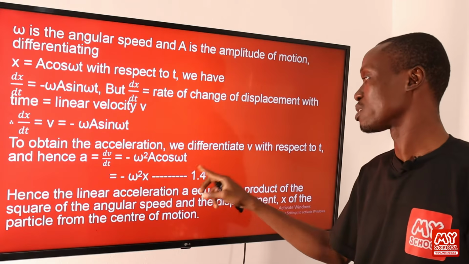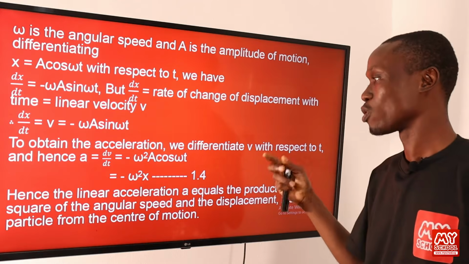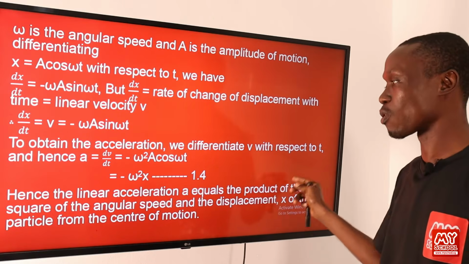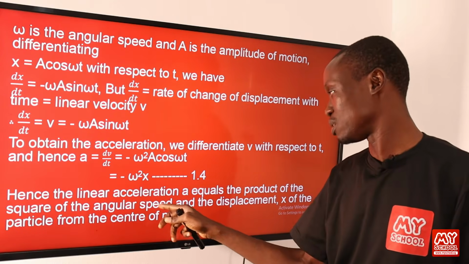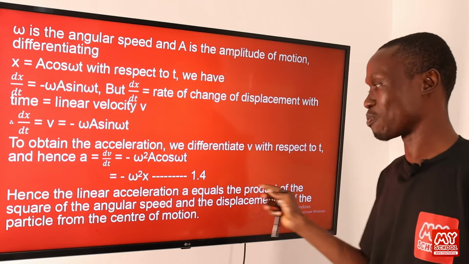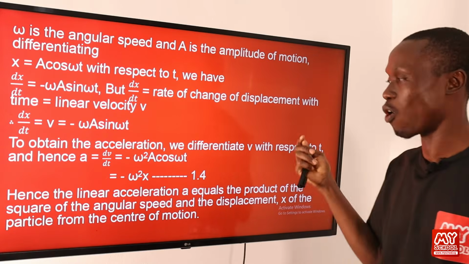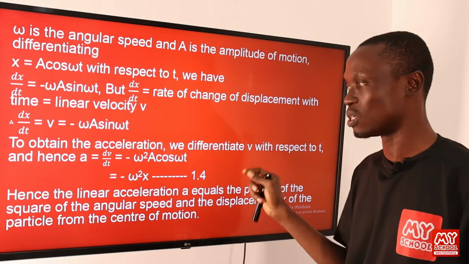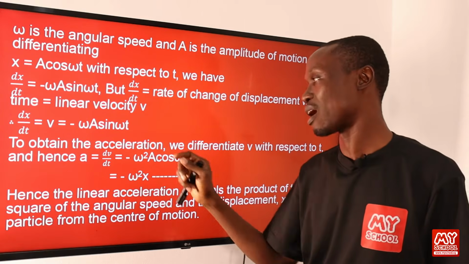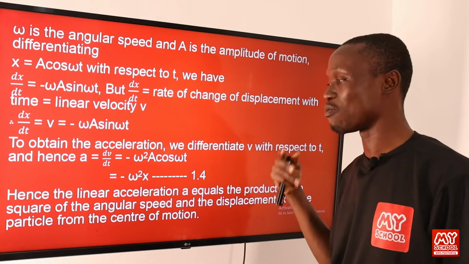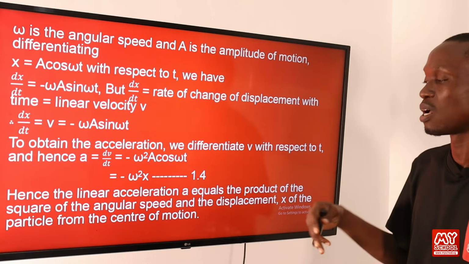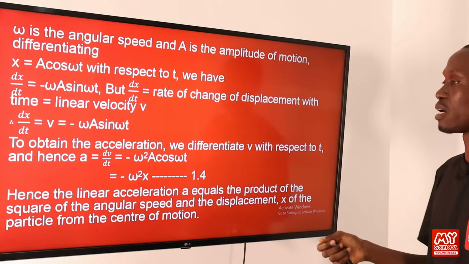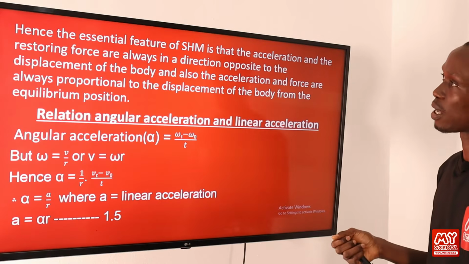Okay, and we call this equation 1.4. So we can say that the linear acceleration a equals the product of the square of the angular speed and the displacement s of the particle from the center of motion. So this equation 1.4 shows the relationship between linear acceleration a and angular speed or angular velocity. Of course, in physics, the words speed and velocity are used interchangeably. Okay, so let's move to the next slide to continue with our lesson.